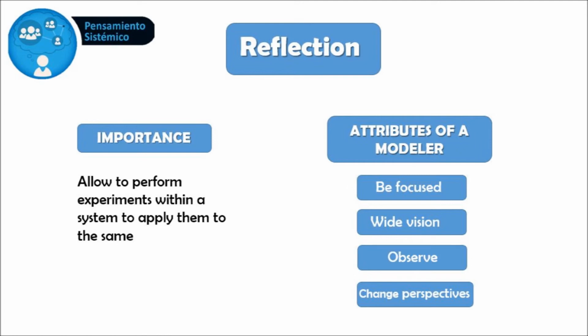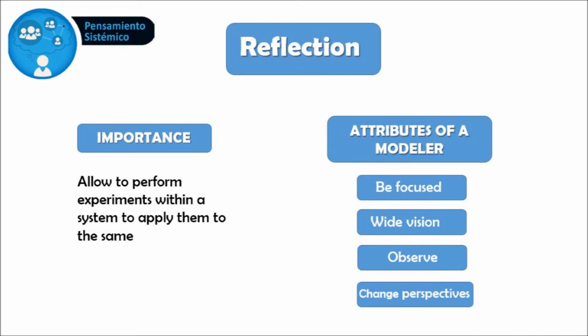The model becomes a representation that can be manipulated in a much more economical, safe, and convenient way before intervening in the real system. Systemic models are of great importance in organizations, since they allow us to carry out experiments within a system, solving an existing problem or creating a new model for the solution of a part of the system.